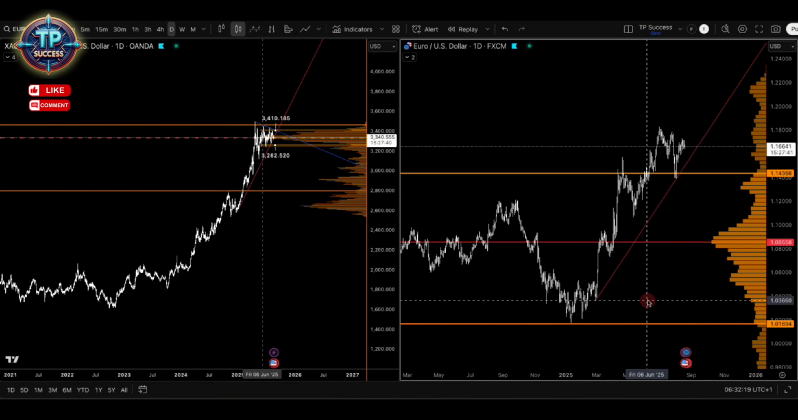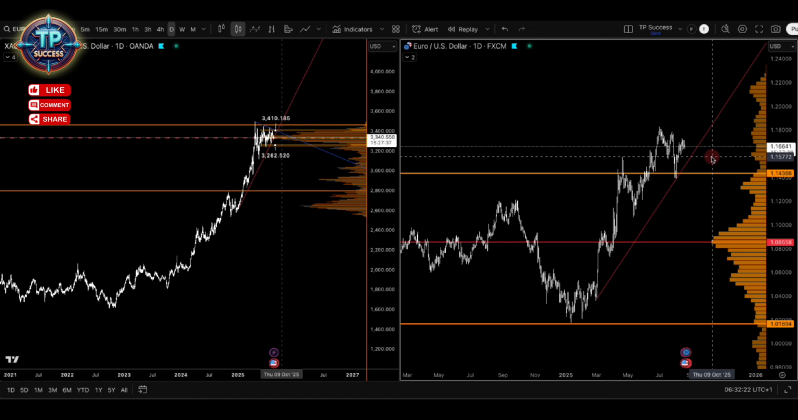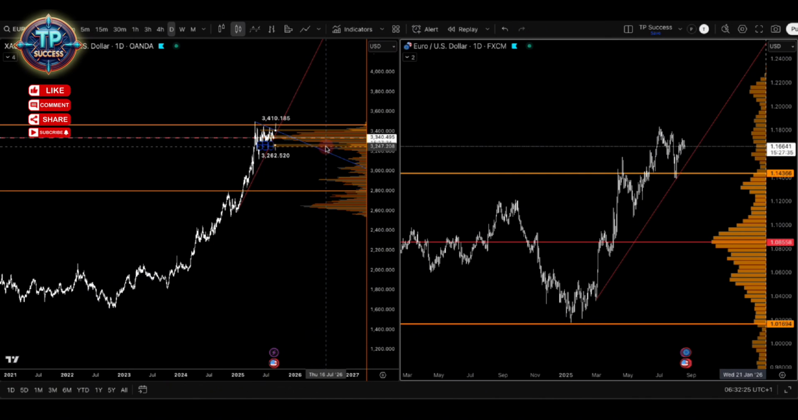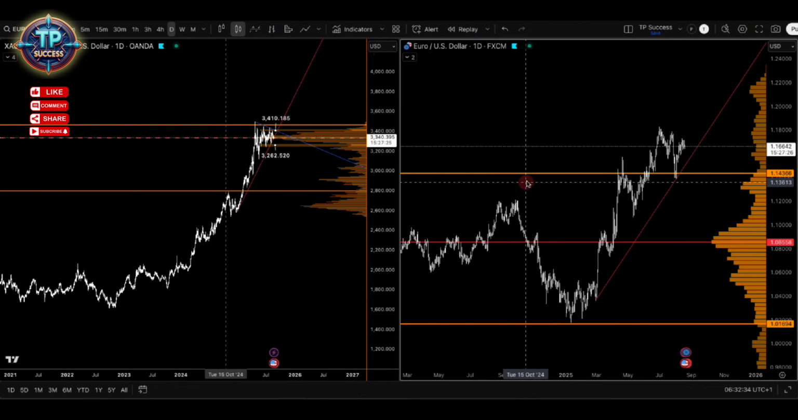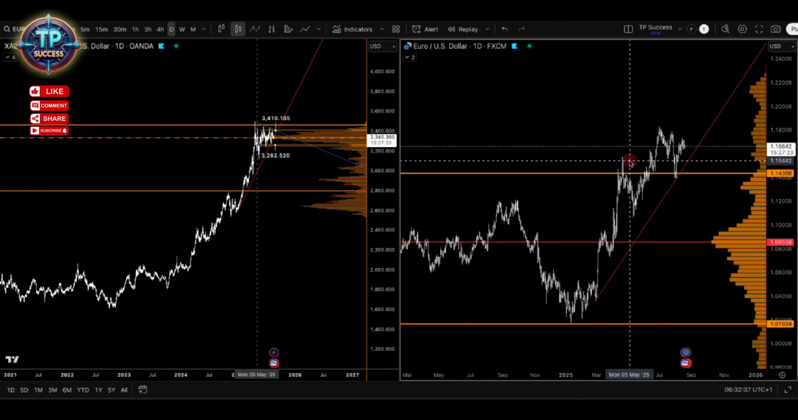So DXY is down, so EURUSD will be up. Gold will be up. NASDAQ will be up. S&P will be up. Right? So now that we've looked at this, possible areas of entries for EURUSD is between 1.15442 and the value area high 1.14418. Between those two zones, this is where you could think about taking your buys, right?